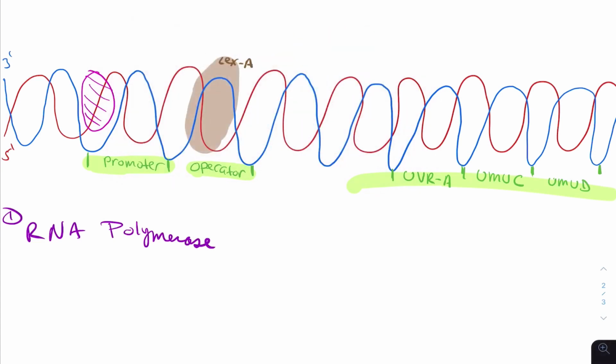So remember, polymerase wants to go over here and start reading. However, LexA is stopping it. It won't allow it to move forward so it can read. Now, what's the problem? It's not a problem at this point, but remember, LexA is an inhibitory protein. So in order for LexA to be removed, something needs to happen. When there's a lot of DNA damage, the RecA protein will get activated.